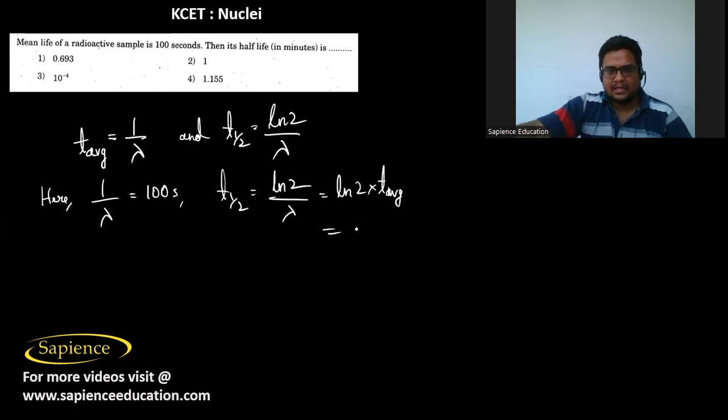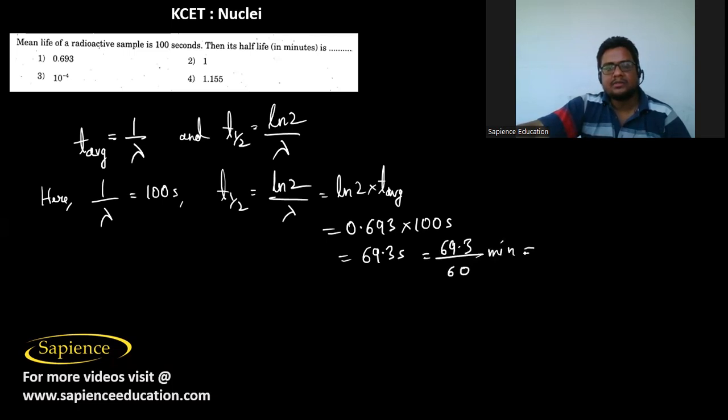Now ln2 is actually 0.693. So 0.693 into 100 seconds will be 69.3 seconds. Here the half-life is asked in minutes, so it will be 69.3 divided by 60 minutes. So it is slightly more than 1, approximately 1.155 minutes. So option 4 is the correct answer.